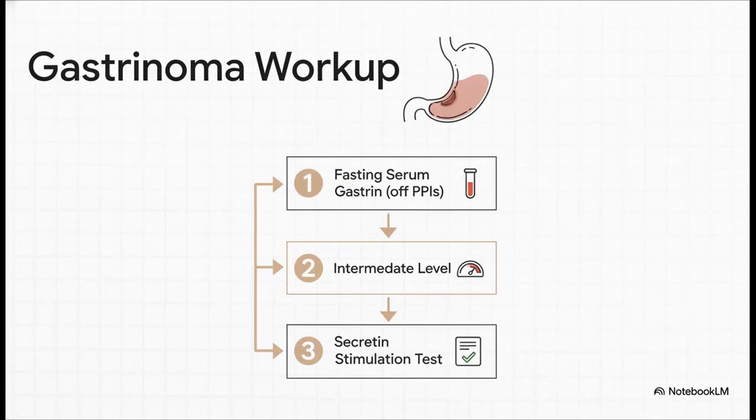Next up is gastrinoma, which causes Zollinger-Ellison syndrome. The test pattern here is a patient with multiple refractory peptic ulcers, especially ulcers located beyond the duodenal bulb, along with thickened gastric folds and chronic diarrhea. For the workup, you want to test fasting serum gastrin while the patient is off PPIs. If the level is intermediate, the next best step is a secretin stimulation test. Once confirmed, you localize it using CT, MRI, and somatostatin receptor imaging.